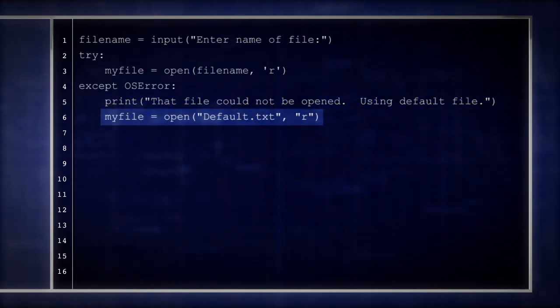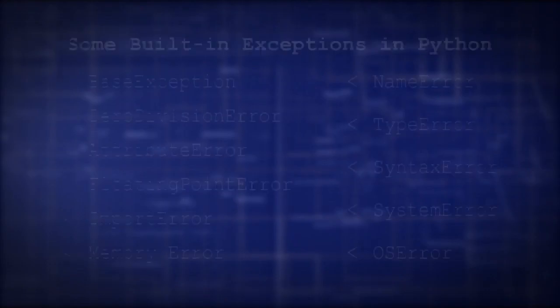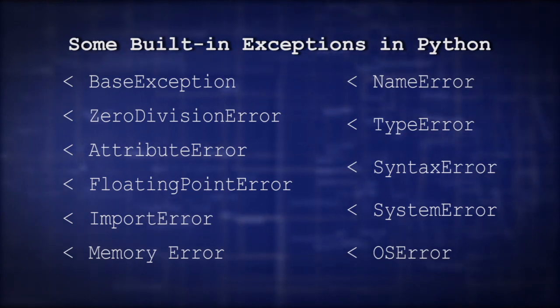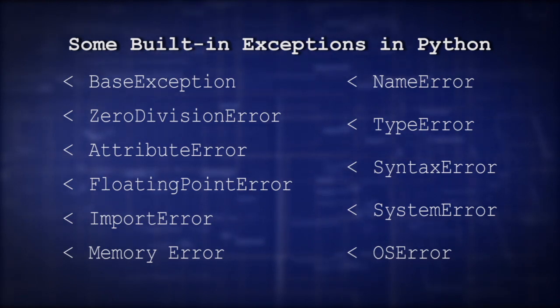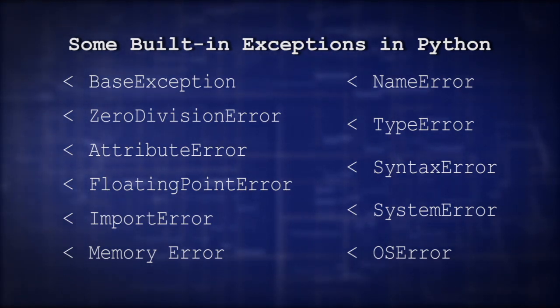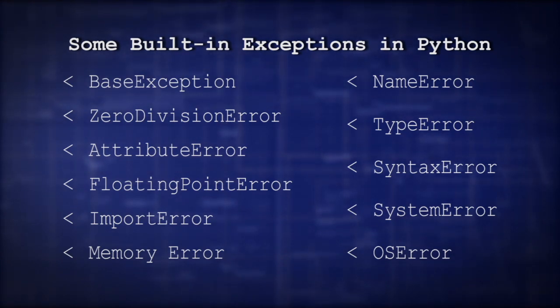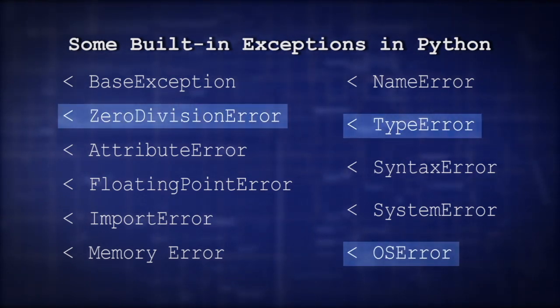Now, we had to know that OSError was the name of the exception we were looking for, and that means we needed to know the possible errors. Here's a list of built-in exceptions for Python, arranged in a hierarchy. There are a large number of different exceptions defined, and a mechanism for letting users define new ones. To see a list of the standard exceptions, like here, look up a Python language reference. But to give you an idea, I've listed a few useful ones here: TypeError, OSError, and ZeroDivisionError.